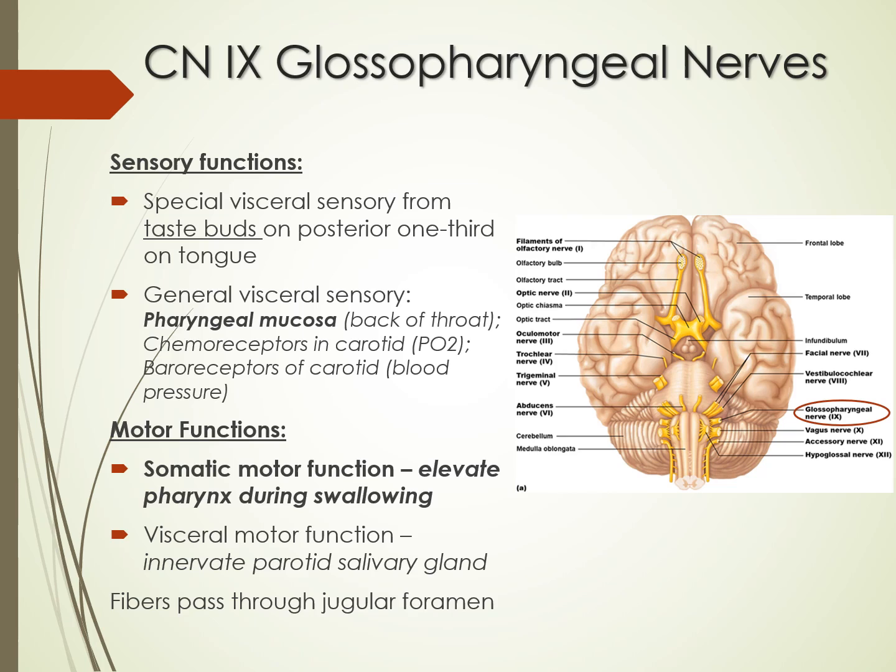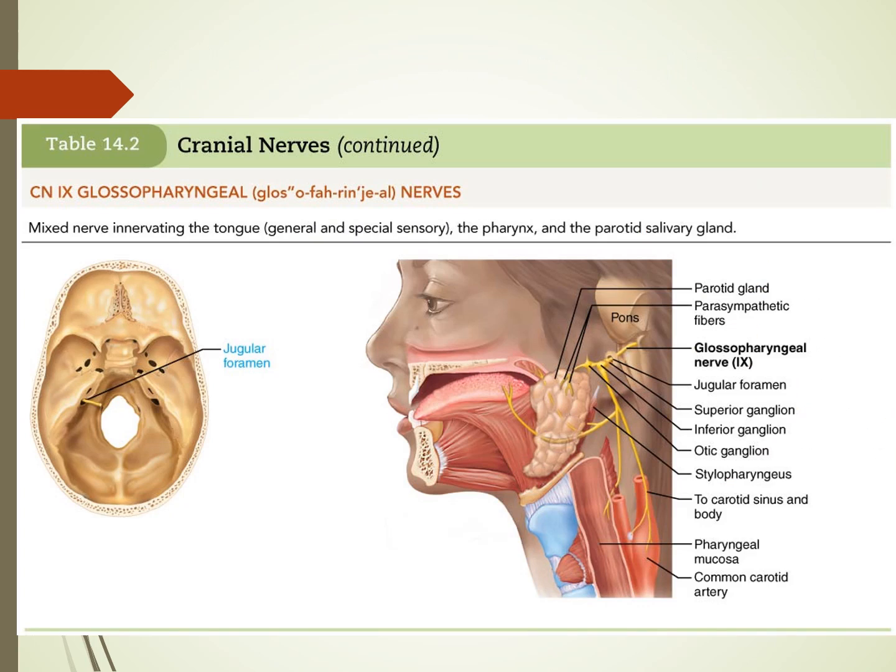And then our motor function. So essentially, it goes along with the pharyngeal sensation, in that it also innervates the muscles of the pharynx. So remember we talked about those pharyngeal muscles and how they help us to swallow. So it actually elevates the pharynx when we swallow, okay? Again, we have a little more autonomic function as well, innervating some more salivary glands, but again, don't worry as much about that either.